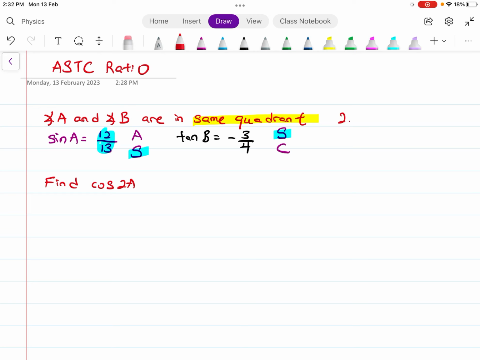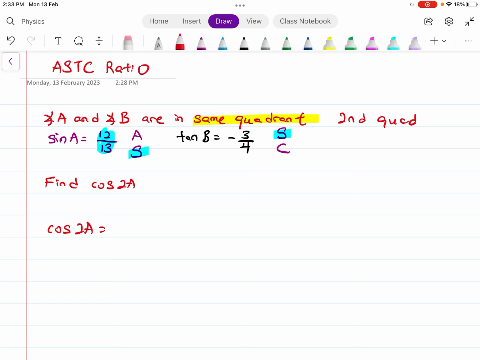So let's write down. After determining that angle A and B are in the second quadrant, now we find cosine 2A. If you look at this, cosine 2A is a double angle of A, right? We try to make it into just a single angle.